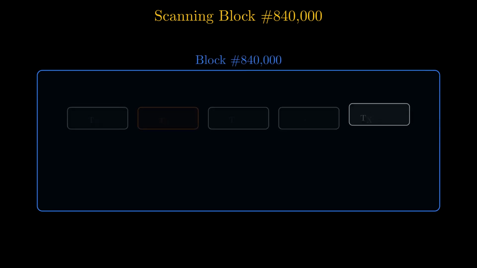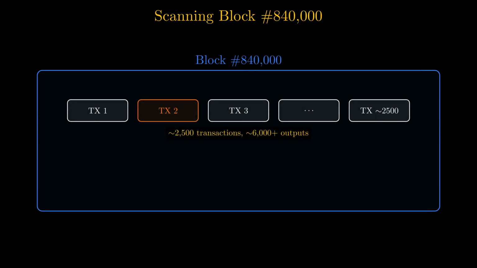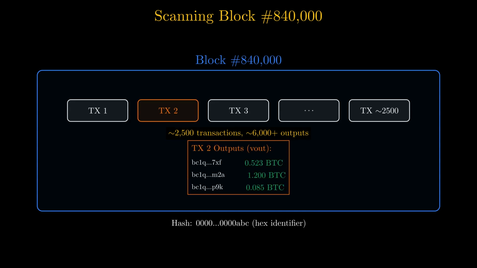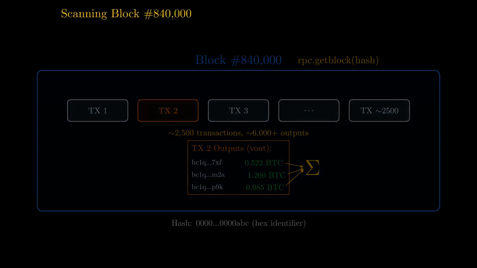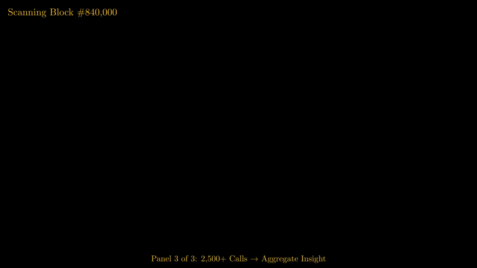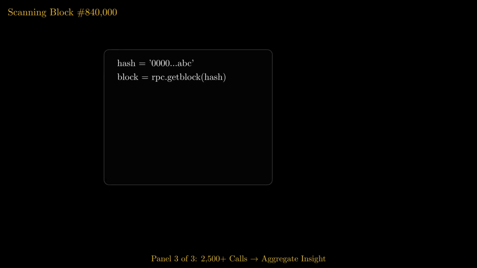Now the climax example: we scan every transaction in a block and sum all output values to find total BTC moved. Start with a block hash, the hex identifier for block 840,000. Call rpc.getblock with that hash. The result includes a tx field, a list of every transaction ID in the block. Block 840,000 contains roughly 2,500 transactions. Initialize a variable total to 0. The outer loop iterates through every transaction ID in that list.